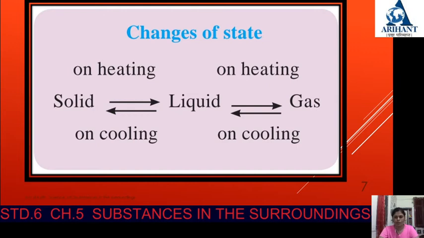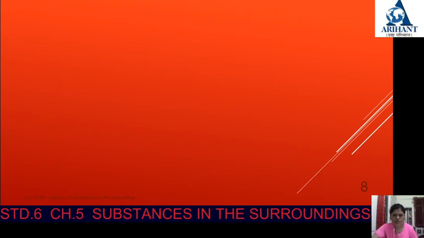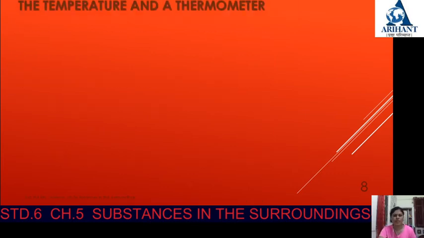When we provide heat to the water, it gets converted into vapors, and after condensation we can get water again from the vapors. And that water, if we keep it in a fridge, we will get its solid form, that is ice. Everyone should understand. I hope everyone understands. Then the temperature and a thermometer.